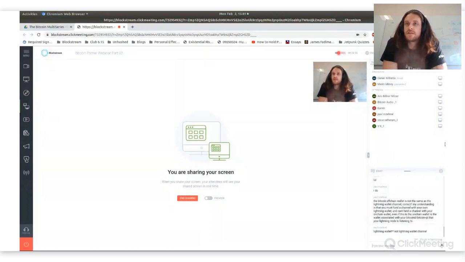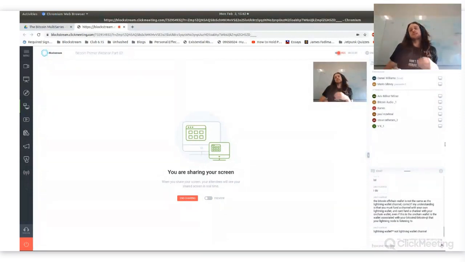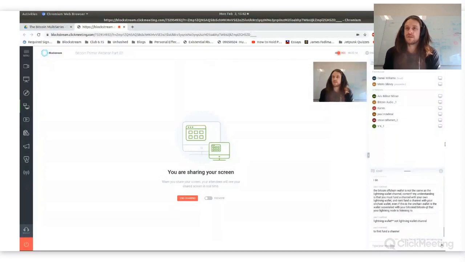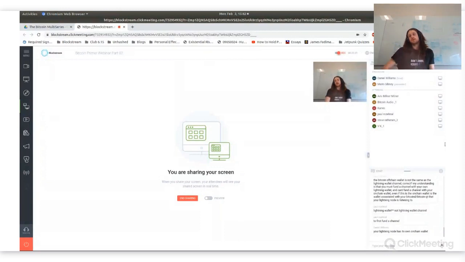I'm not 100% sure I understand the question. Your Lightning network, you'll need to run a Lightning node on top of your Bitcoin node. I think I might ask Daniel to answer this one. He probably knows it a bit better than I do. Your Lightning node is going to have its own on-chain wallet, and you send funds to that first.